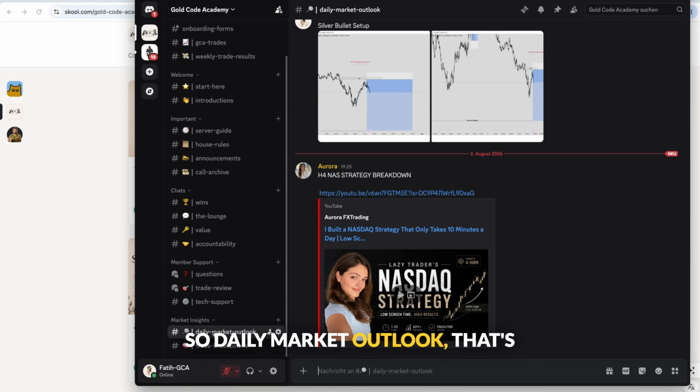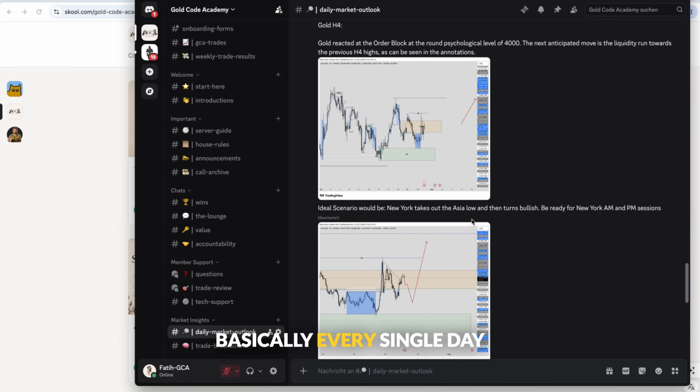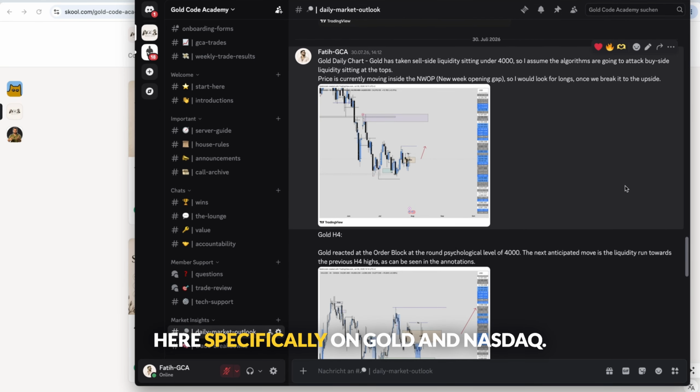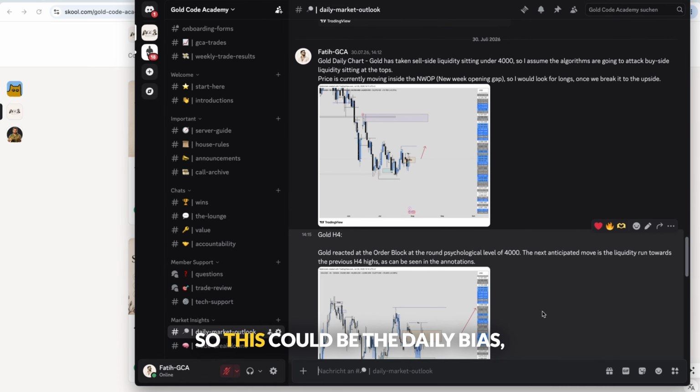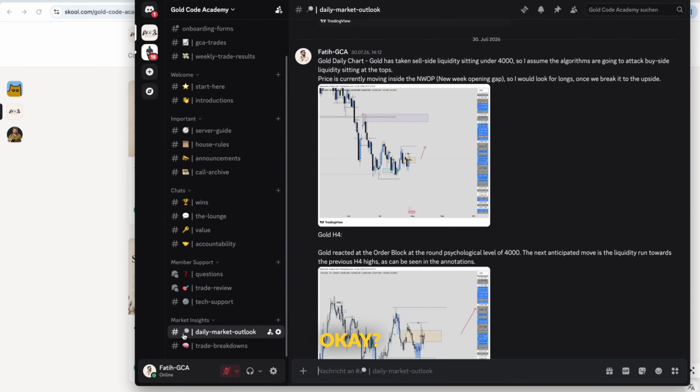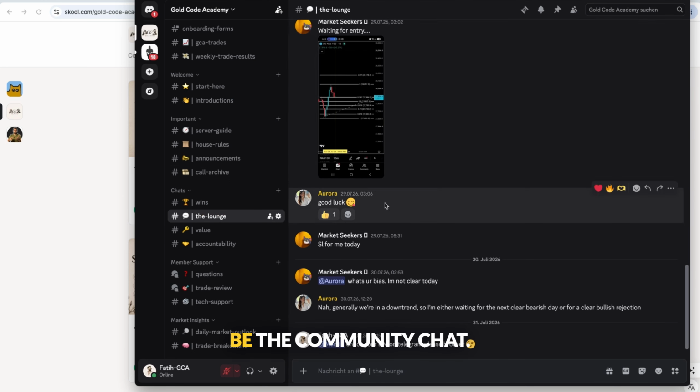So daily market outlook, that's basically every week on Sunday, and then every single day, we post market analysis here, specifically on gold and NASDAQ. So this could be the daily bias, it could be interesting zones. Okay, and then based on whatever we're posting the night before, that's probably going to be our directional bias for the next day. Okay, then the lounge is going to be the community chat.